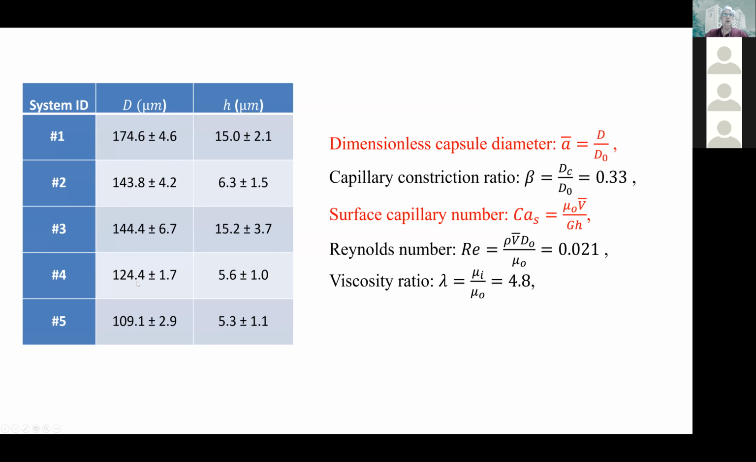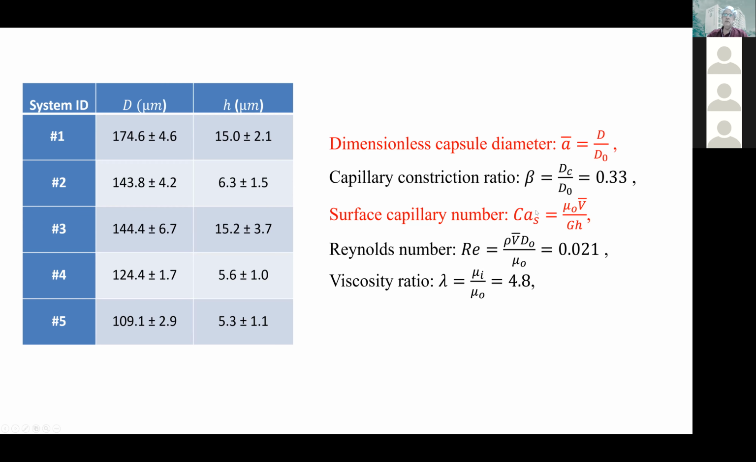I won't go into a lot of detail, but what I want to highlight here is that this flow is governed by these dimensionless parameters. First, the dimensionless diameter of the capsule, which is a ratio of the capsule diameter to the constriction diameter. If the capsule is smaller than the constriction, it will flow much easier than if it's larger than the constriction. The larger the size of the capsule, the harder it is to flow through a constriction, because it will have to squeeze a lot to go through that constricted channel.